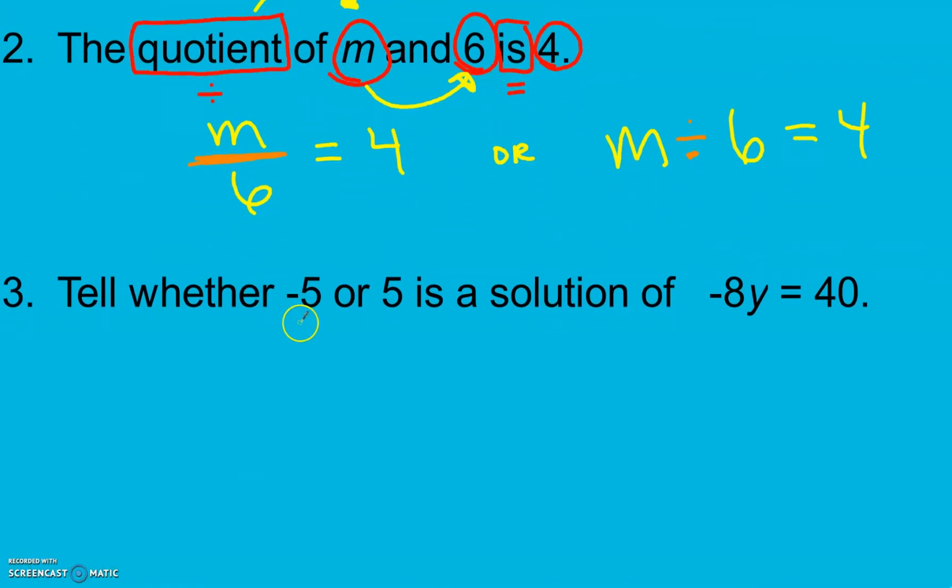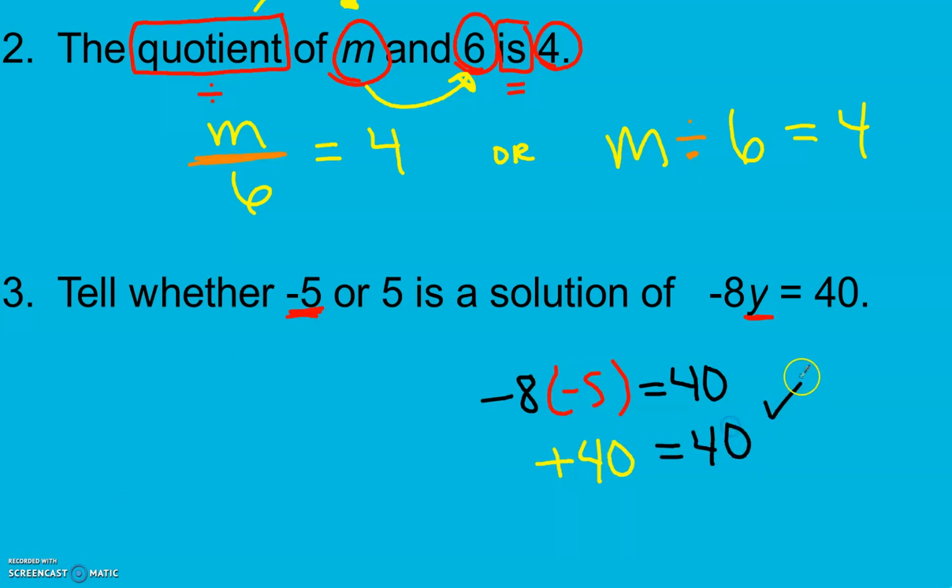Here we're going to check to see if -5 or 5, if either one of these happens to be a solution. I'm going to plug -5 in for my variable, my unknown. That's what we're checking. I have -8 times -5, and it's going to give me 40. We're actually going to multiply here and check. -8 times -5 gives me a positive; two negatives when we multiply make a positive. 40. And 40 does equal 40, so yes, -5 is a solution.